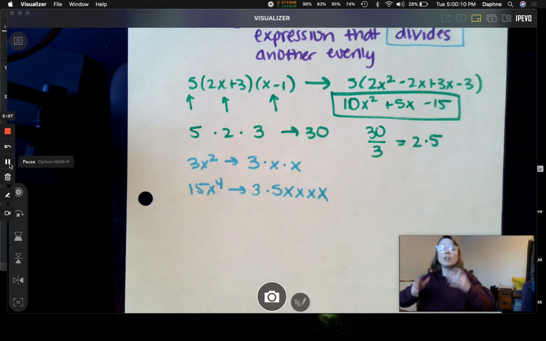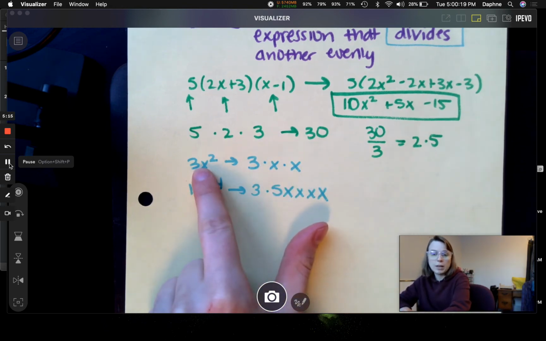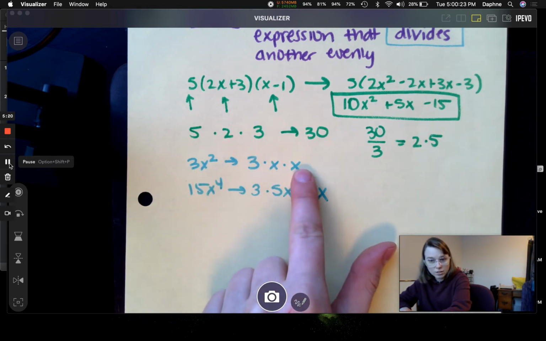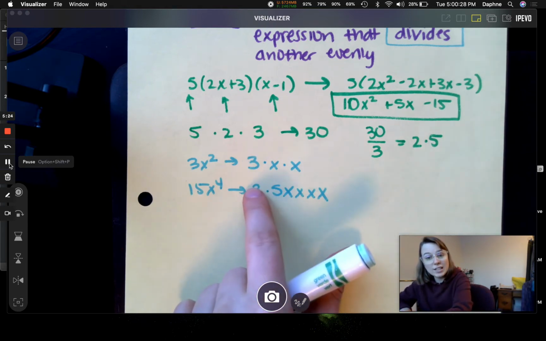It's 3 times 5, and then a bunch of x's. So these are all the factors. 3 times x, all multiply out to make 3x squared. This is a factor, this is a factor, this is a factor. Now I want the common factors. Ooh, they both have 3's, they both have x's.